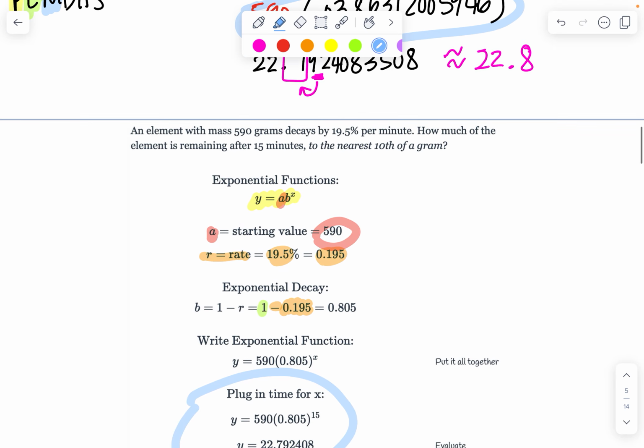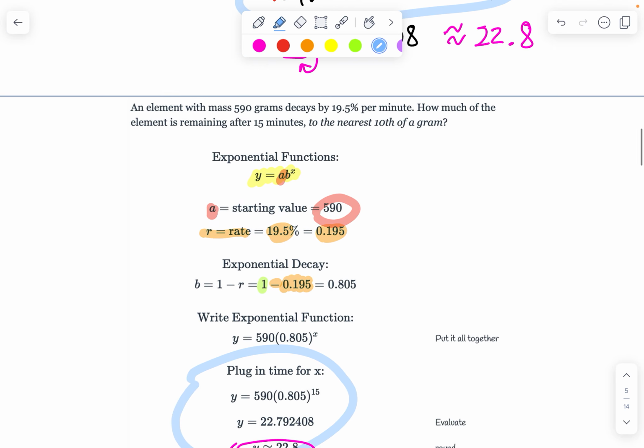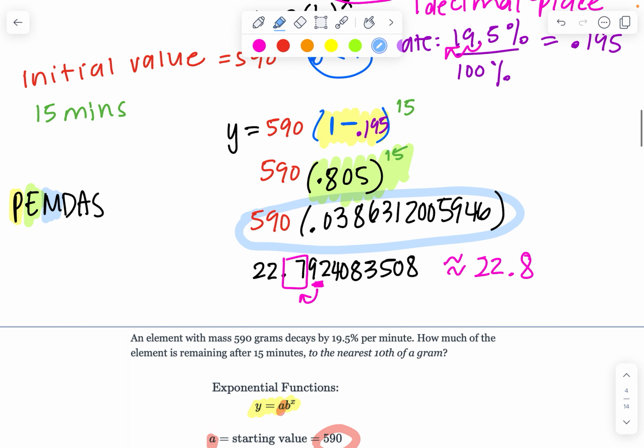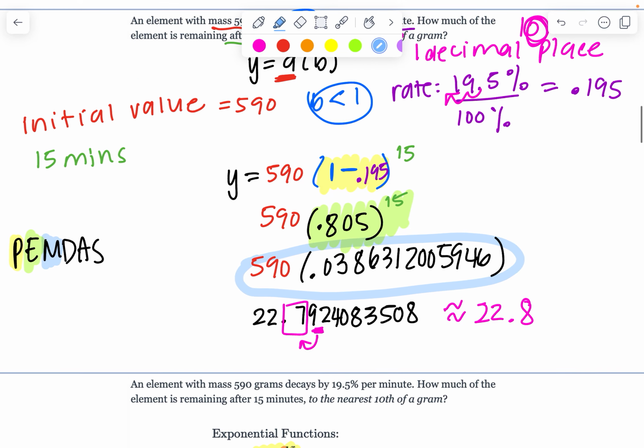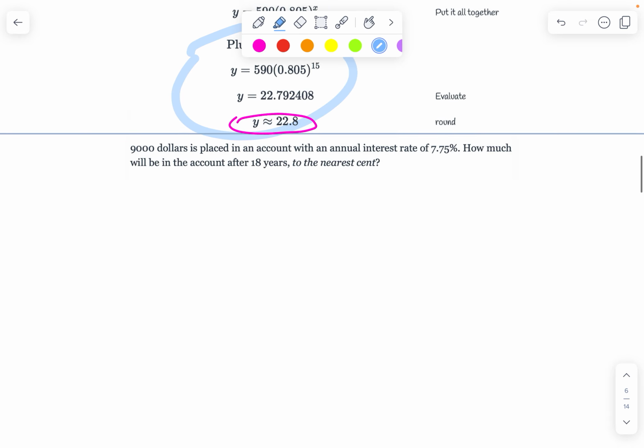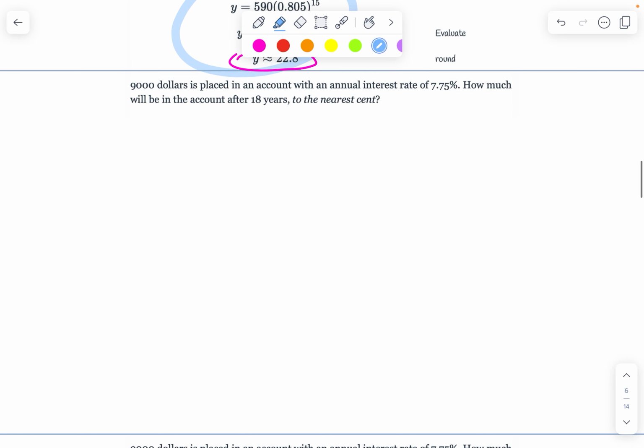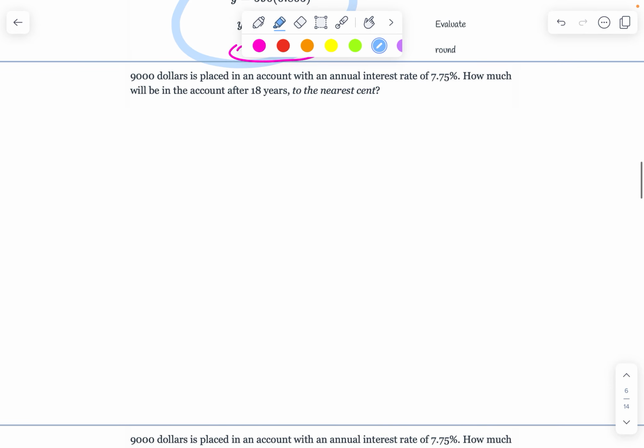So you'll probably find some problems where they're decreasing, those are going to be decay. Again, you're going to use 1 minus the rate. On the other hand, you might have problems where you're going to end up with exponential growth, such as this. $9,000 is placed in an account. We have an interest rate of 7.75%. How much will be in the account after 8 years? To the nearest cent. Again, money is going to be growth.